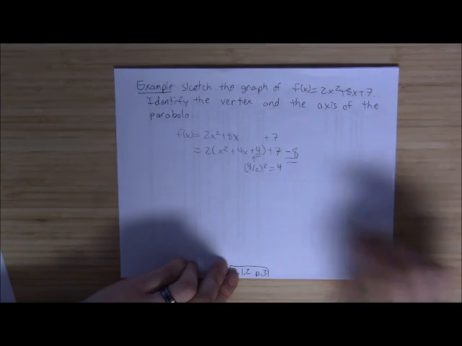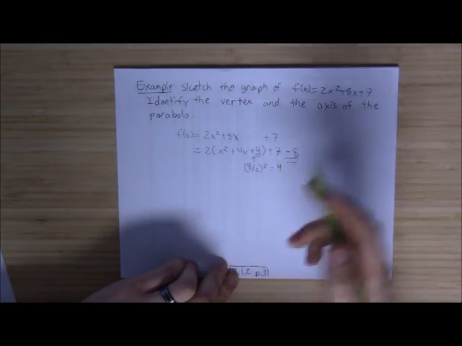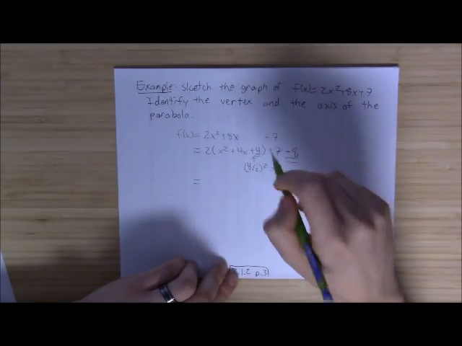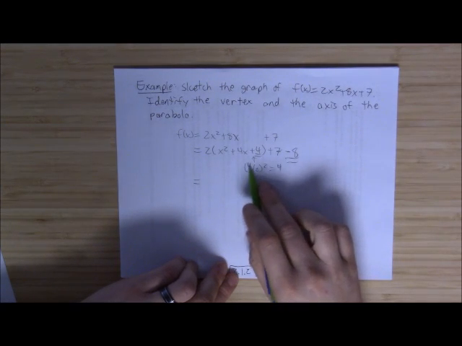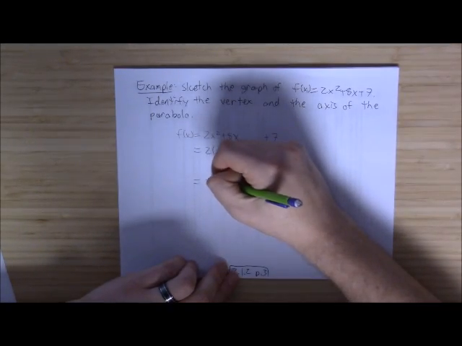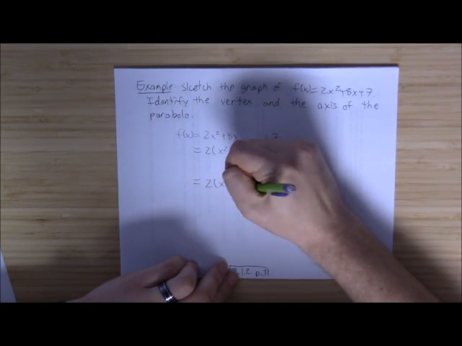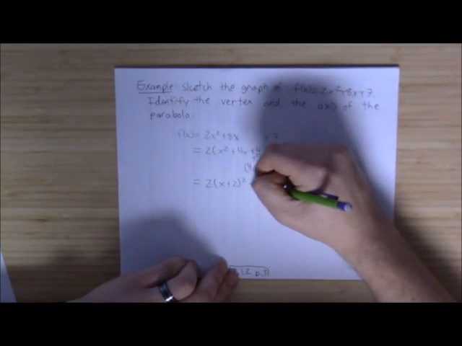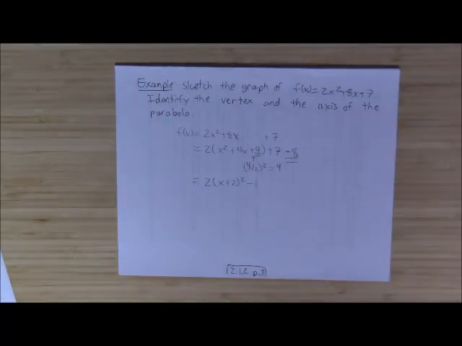Okay? But in that case, we now have the perfect square of what was on the inside here. So b over 2 is 2. So we have 2 times (x plus 2) squared minus 1. This is now super easy to graph.